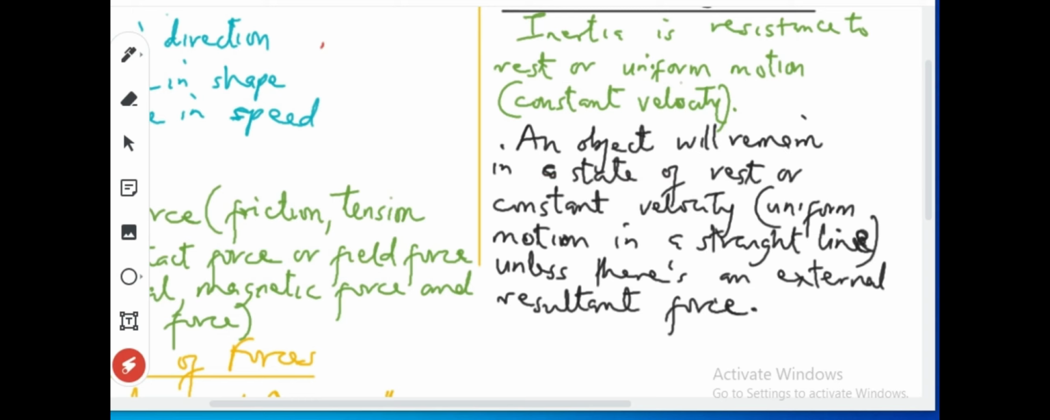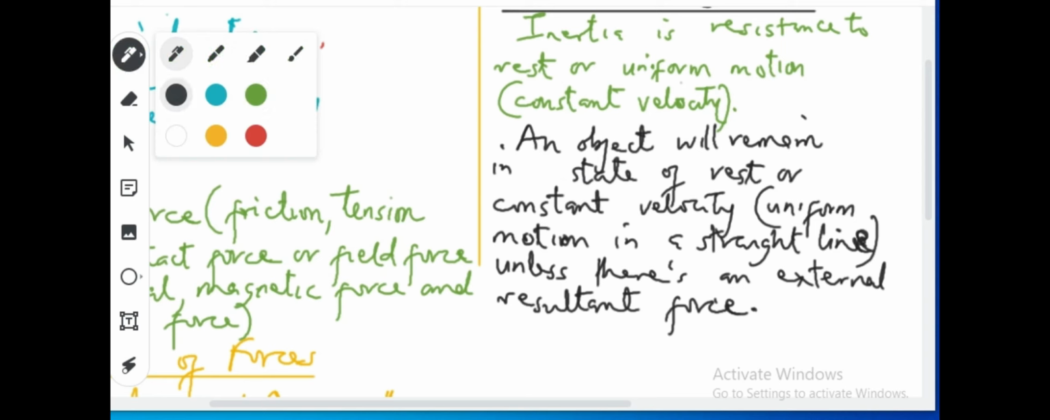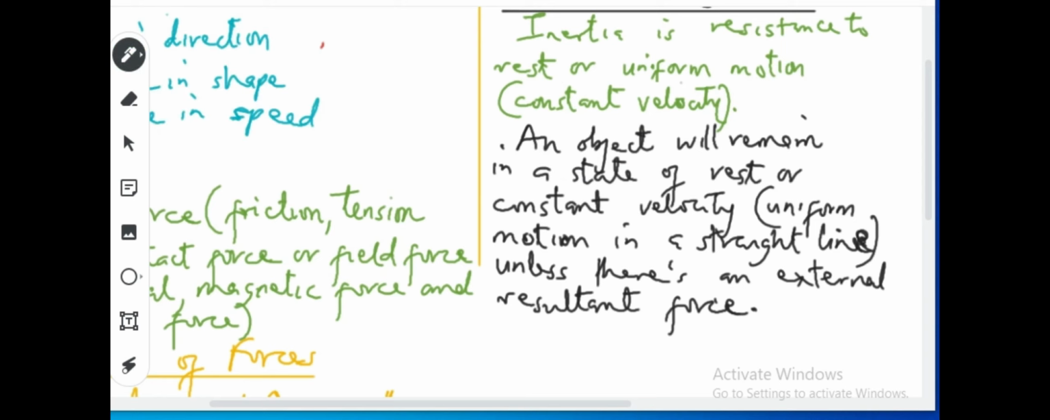Unless there's an external force. So an object will remain in a state of rest or constant velocity, which is uniform motion in a straight line, unless there's an external resultant force acting on it.